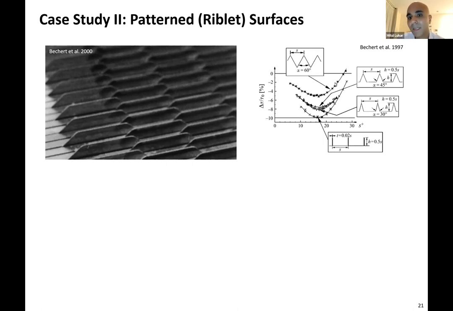There have been many beautiful experiments, particularly by Bechert et al., in the late 90s and early 2000s that looked at the effects of different riblet geometries: trapezoidal, triangular, blade-like riblets. In general, the drag reduction curves they see look a little like this. Initially, there's an increase in drag reduction with increasing riblet size. There's a clear optimum for a spacing of about 15 viscous units. And then beyond a certain point, the performance degrades.